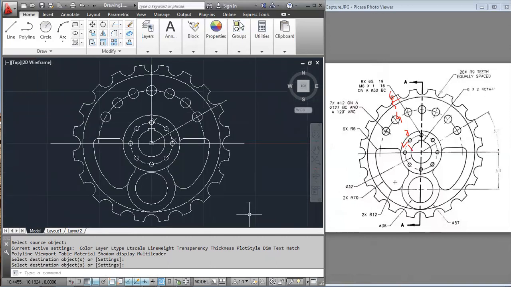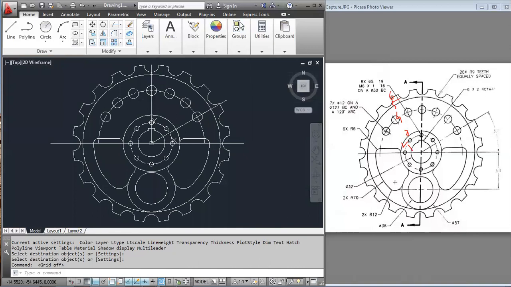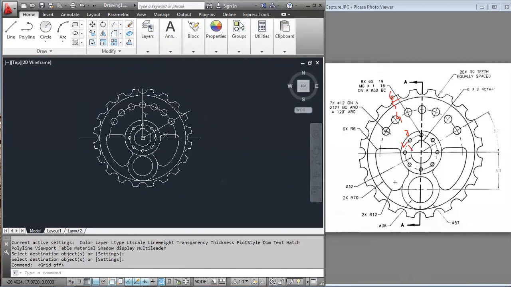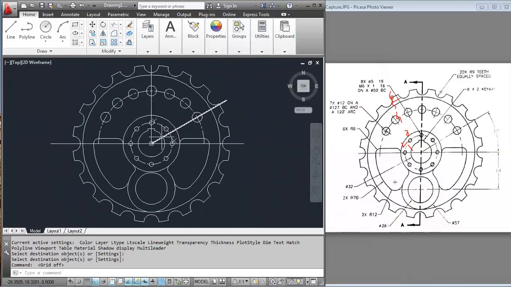So this is your sprocket, as you can see, and that is how you draw them. So I'm just hiding this thing so that you can have a better look at it. So this is a sprocket, right? I hope there are no questions.